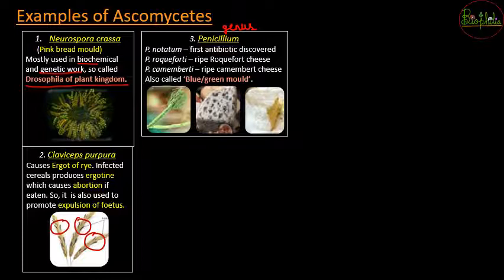So first is penicillium notatum. So penicillium notatum was used for having the first antibiotic. So first antibiotic कौन से group से हुआ था? So you need to remember it was from Ascomycetes. So you can have questions like that.